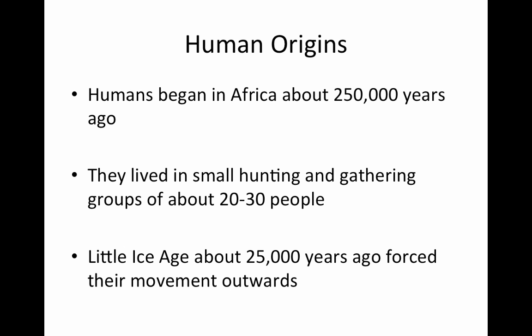So, human origins. We think that humans began back in Africa somewhere about 250,000 years ago. At that time period, they tended to live in small hunting and gathering groups of just about 20 to 30 people. And as we're going to see, a lot of times there are a lot of stereotypes that people who lived in these groups lived under dire circumstances. Actually, that probably was not true.